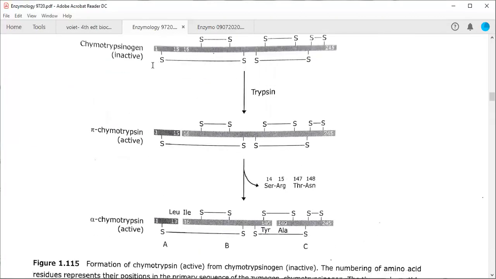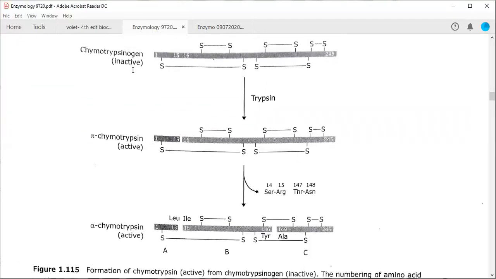For example, this chymotrypsinogen is made up of 245 amino acid residues, connected with disulfide bonds. These are cysteines, where the sulfurs make disulfide bonds. So if someone asks you how many peptide bonds there are, these are disulfide bonds, not peptide bonds. And if someone asks how many cysteine residues are in the sequence, 1, 2, 3, 4, 5, 6, 7, 8, 9, and 10. Obviously there are 10 cysteine residues. They make 5 disulfide bonds.